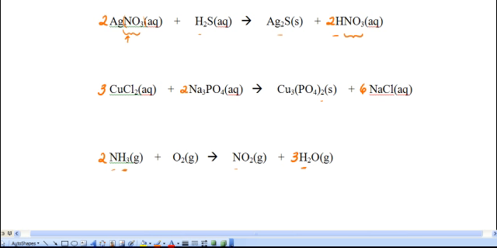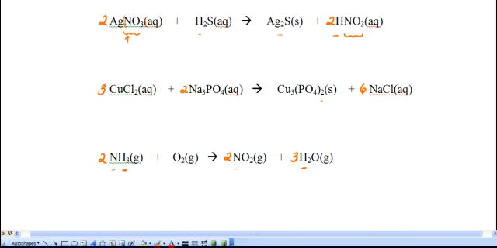Going back, now that I put a 2 out front, I now have 2 nitrogens on the reactant side. So I want to put a 2 in front of the NO2 to balance the nitrogens. And now if I look, I have 2 times 2 is 4 oxygens, plus the 3 times 1 is 3 oxygens there, for a total of 7 oxygens on the reactant side.